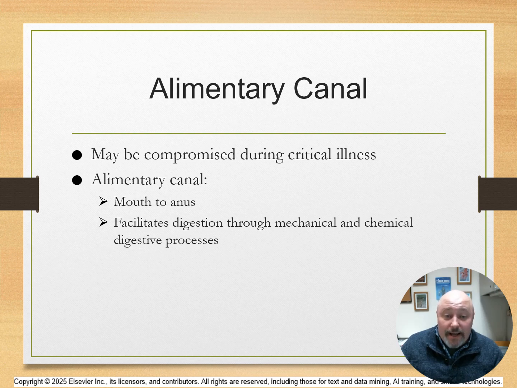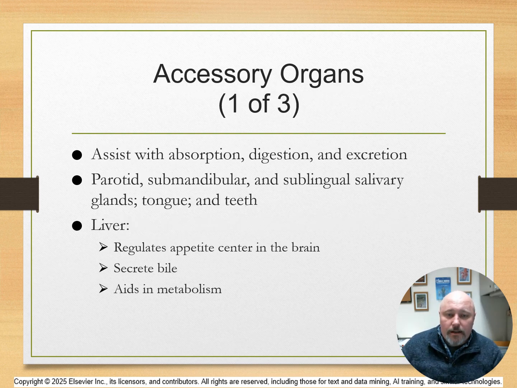The alimentary canal may be compromised during critical illness, and that canal is comprised of everything from the mouth to the anus and facilitates digestion through both mechanical and chemical processes. Other accessory organs could include the parotid, submandibular, and sublingual salivary glands, the tongue, teeth, liver, gallbladder, and pancreas, and each play a critical role in digesting and providing nutrients to the body. These accessory organs assist with absorption, digestion, as well as excretion.